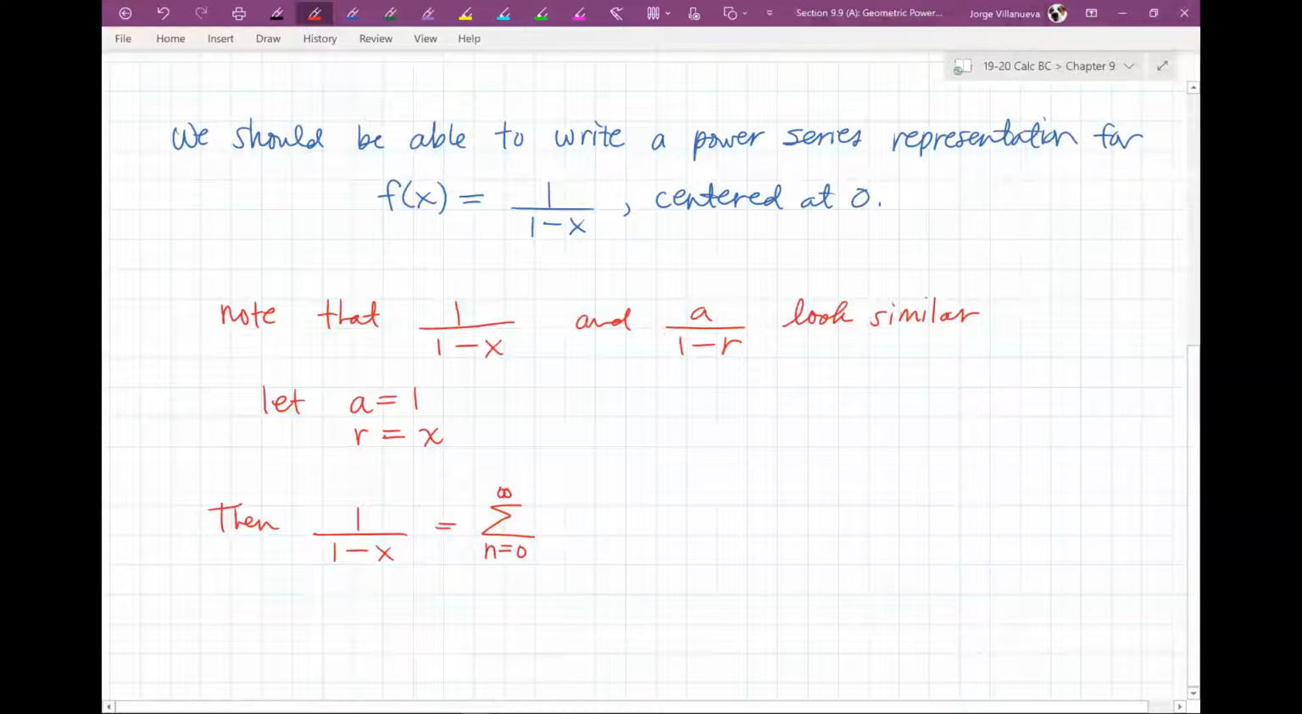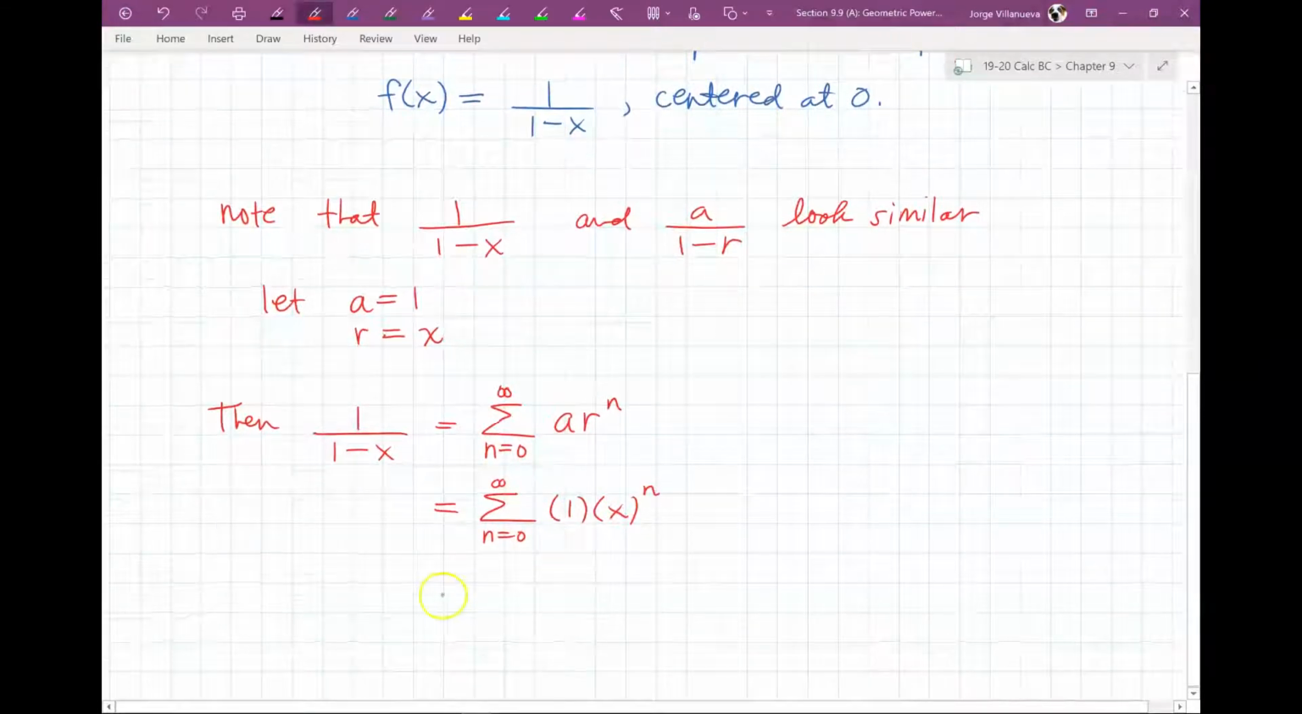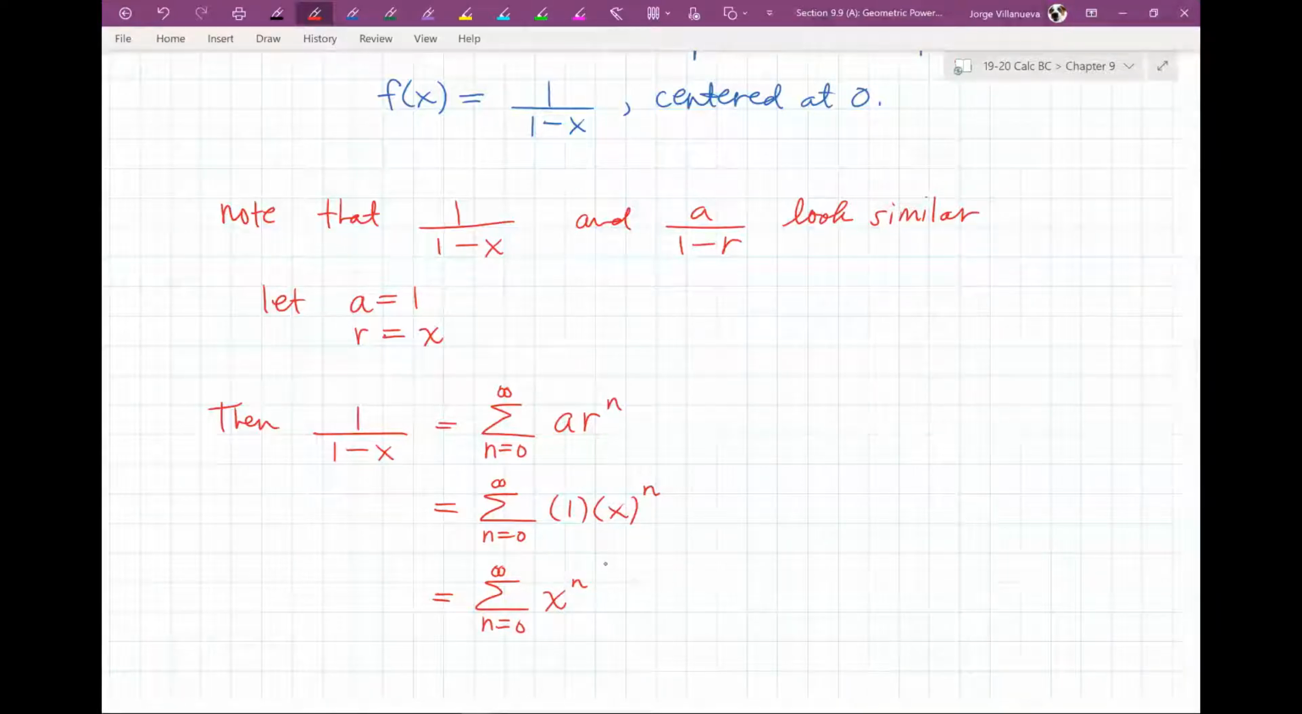Now I'm going to rewrite it as a geometric series. Remember, it's a times r to the n, right? A times r to the n. I'll actually write it down here. That way you guys can see. If you're looking at your notes later, you can actually see it. A is 1, r is x to the n. So the geometric power series is basically the sum as n goes from 0 to infinity of x to the n. That's what 1 over 1 minus x would look like if you rewrite it as a geometric power series.